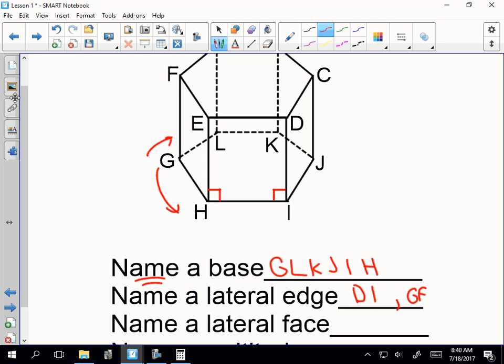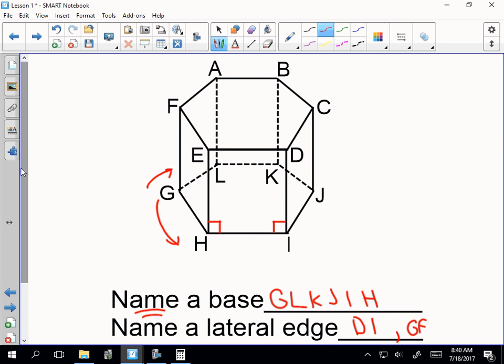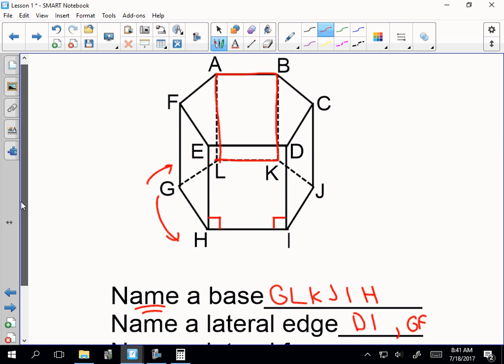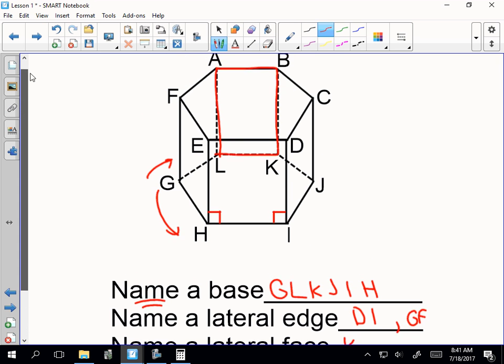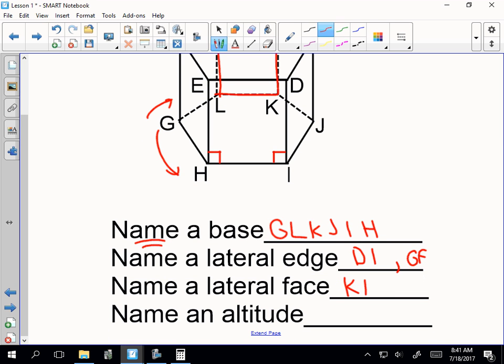If I'm naming a lateral face, in this case it is a rectangle. It doesn't always have to be a rectangle, but a lateral face is one of the shapes that connect the two bases. So it's not just the segment that connects the two bases, but once again, it's the shape that connects the two bases. And I can name this lateral face, once again, by picking any point in the shape and working my way either clockwise or counterclockwise around the shape. So I'm actually going to go counterclockwise just to show that we can go in either direction. So I'm starting with K, and I'm going to go KBAL.